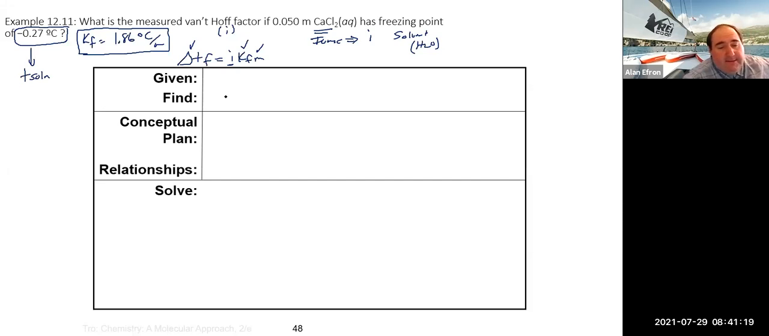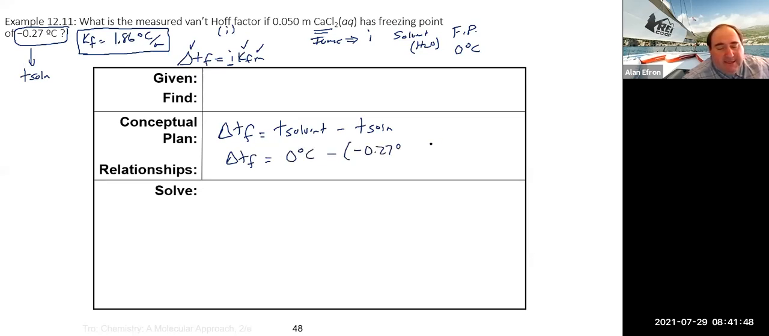So remember that because this is freezing point depression, the change in the freezing point is going to be the temperature where the solvent freezes minus the temperature of the solution. And because the solvent is water, the normal freezing point would be 0 degrees Celsius. That means the change in the freezing point temperature would be 0 degrees Celsius minus negative 0.27 degrees Celsius. That is how we get rid of our negative sign, by using that relationship, because the change in temperature here is 0.27 degrees Celsius, not negative 0.27 degrees Celsius.